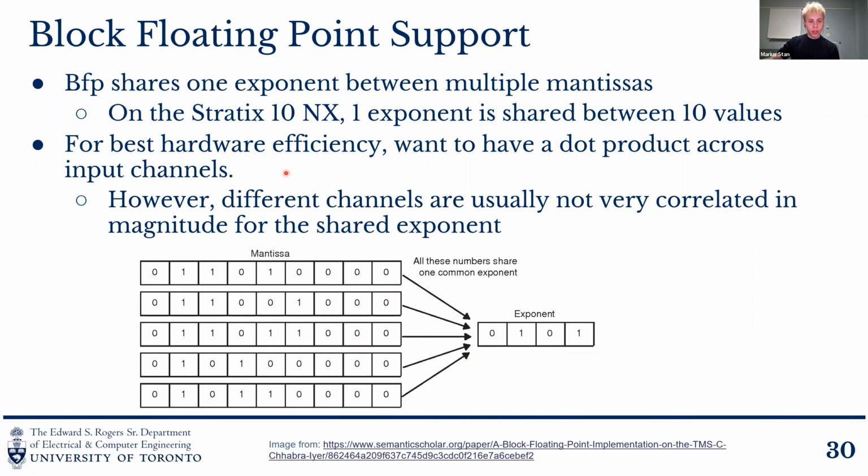But for best hardware efficiency, we want to have our dot product across input channels. But different channels are usually not very correlated in magnitude for the shared exponent. So the way the shared exponent works is we take the maximum shared exponent and then align all the other values accordingly. And so if these other values are from different input channels, it's possible they're not very correlated and we're losing information. And so that's one potential issue here.